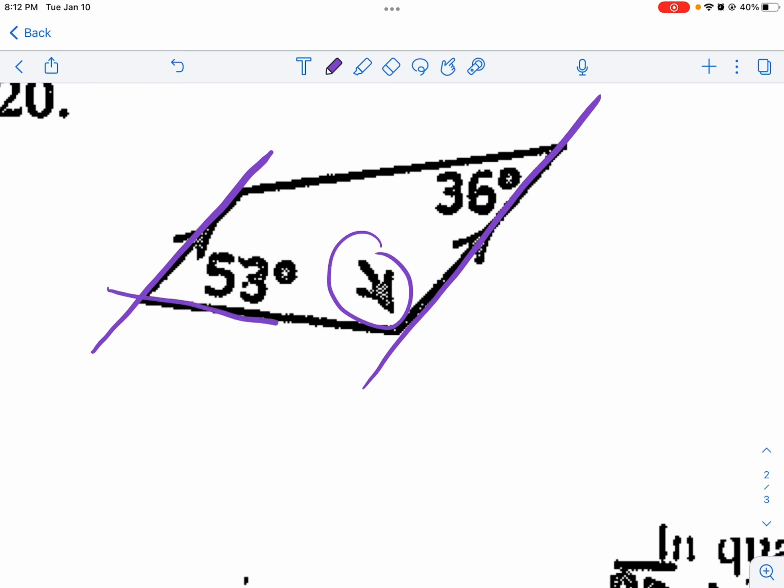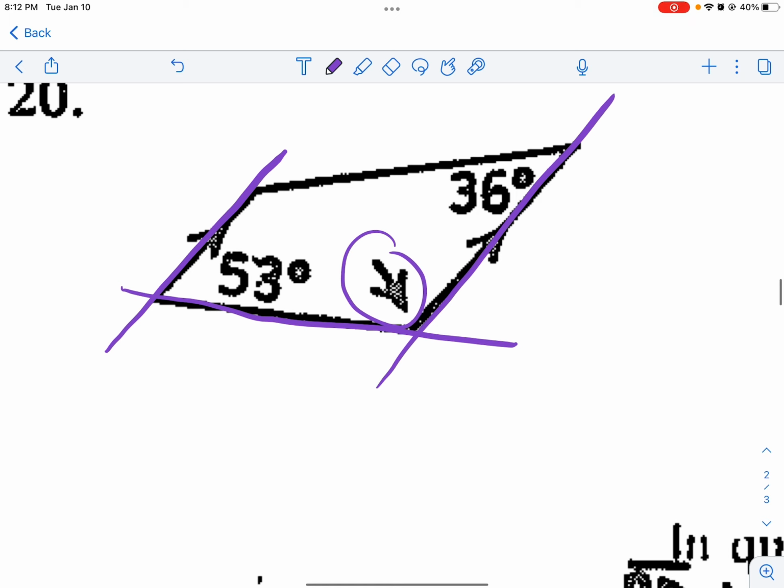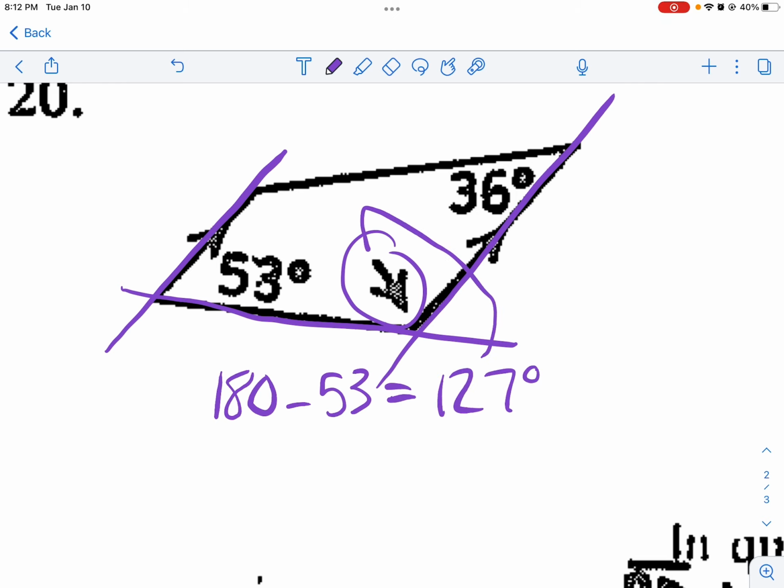So using this transversal I'm drawing right here and these two parallel lines, let's figure out what same side interior angles have as a sum. You're thinking about that? Well, you remember 180 is their sum. So if I subtract 53 from 180, I will find that this is a 127 degree angle, and that is your final answer.